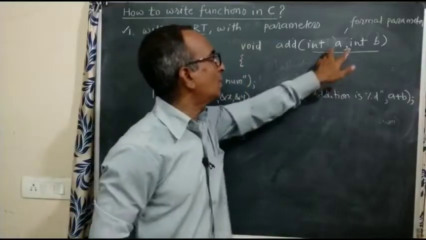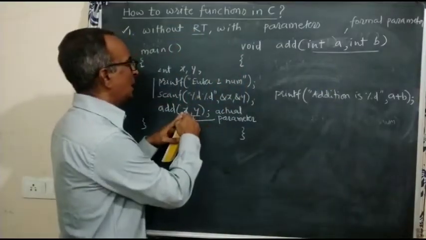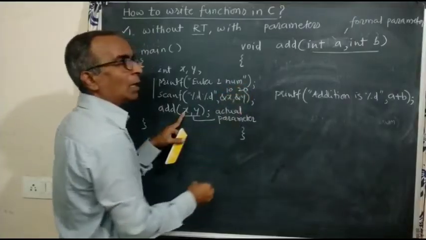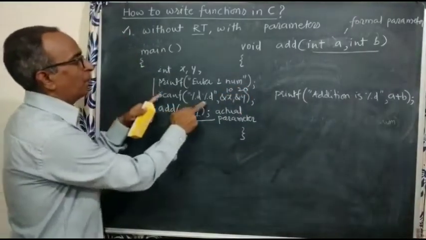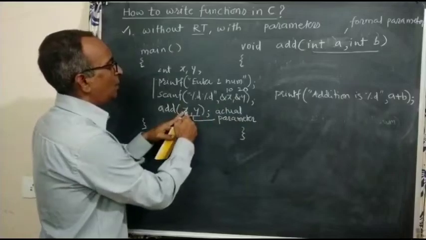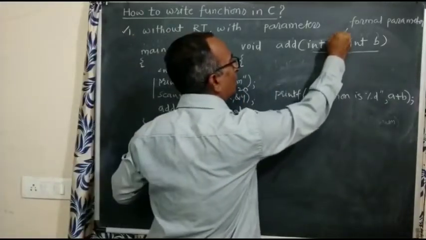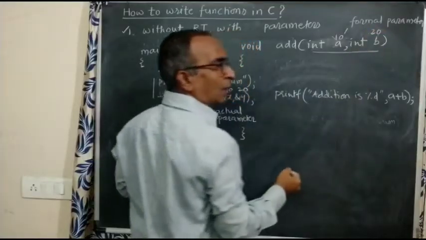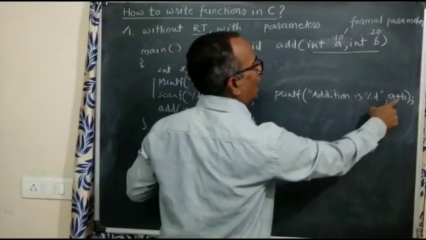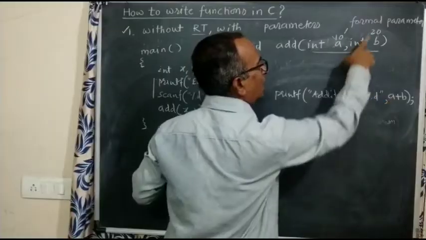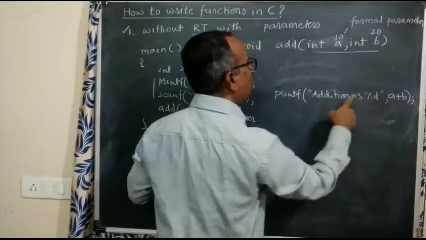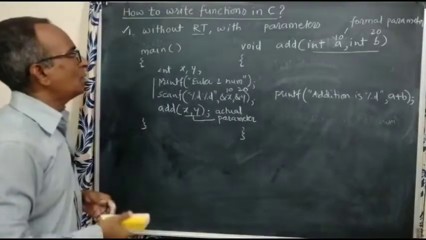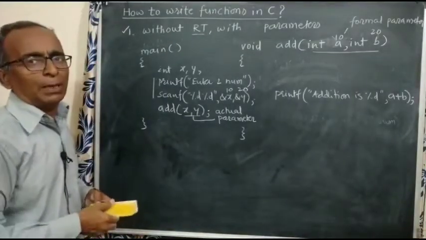What will happen? This x, suppose you are reading 10 and 20, how does the control go? See, 10 and 20 you have given. 10 will be copied into a, 20 will be copied into b. Now a plus b: a has 10, b has 20, so 30 will be printed at this place. So this is the execution of this particular program.